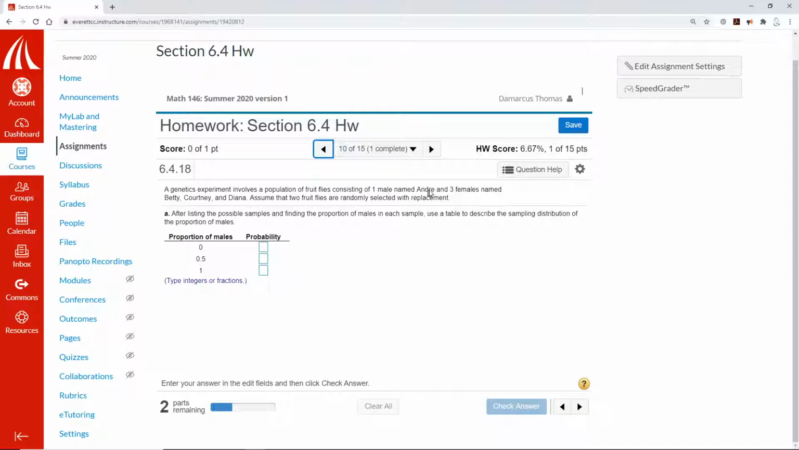I got 1 male this time and 3 females. A, B, C, and D. The proportion of males in samples of 2. But because you're doing replacement, you can get the same fruit fly twice in your sample. So we figured out that the sample space will be 16 different numbers.